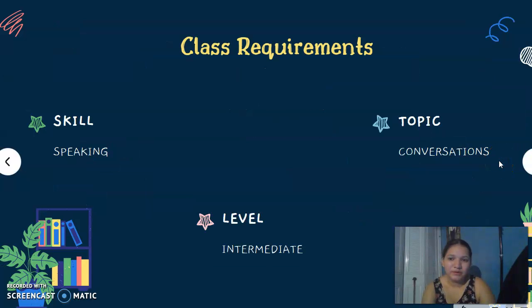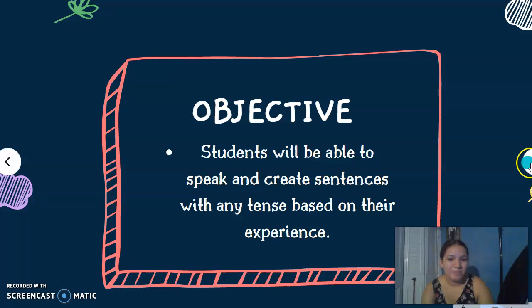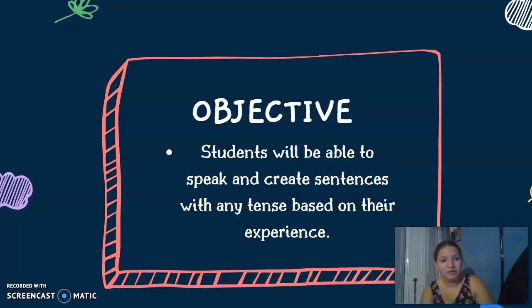As I said before, I will use the speaking skill, in which it will be implemented on intermediate level students, which they are going to have some conversations. The objective of this learning is that students will be able to speak and create sentences with any tense based on their experience.